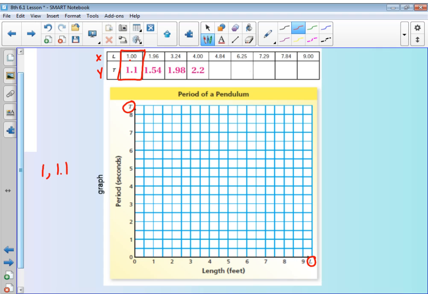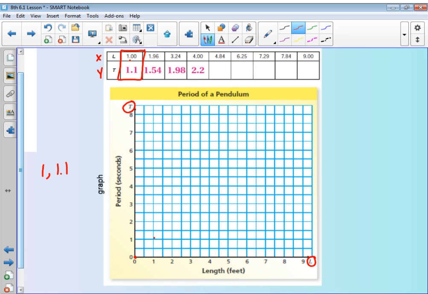Now we're going to have to guesstimate these decimal numbers, approximate where they would be. So I'm going to go over to 1. Here's my 1 line, and I'm going to go up to 1.1. Every one of these boxes is worth 0.5, going up as well as across. So 1.1 is going to be a little bit above my 1 line. So we'll go right in here. And remember, if we started out with no length, that would take no time. So we're going to start at 0, 0, even though that was not part of one of our coordinate sets.